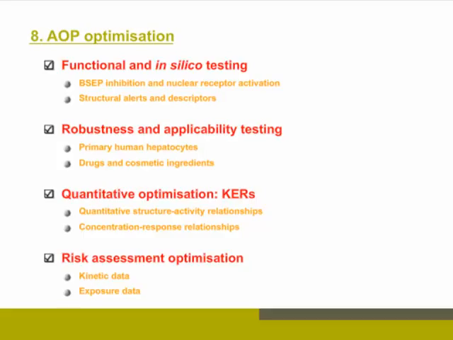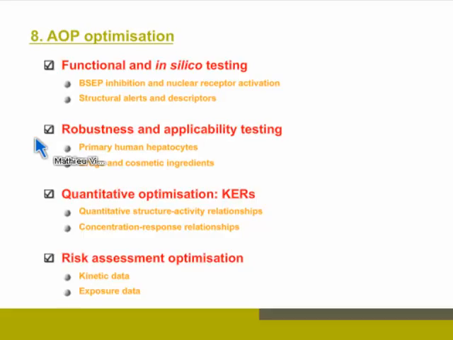So in terms of optimization relating to this AOP and cholestasis, what we plan to do is also some functional and in silico testing, because so far we have only performed in vitro and omics testing. Second thing on the priority list is the testing of the robustness and the application domain, if you will. So one example here is to use another liver-based in vitro model like primary human hepatocytes. We also want to increase and test the chemical space, so not only drugs, but of course also cosmetic ingredients.